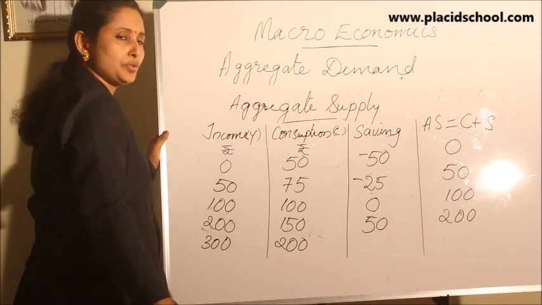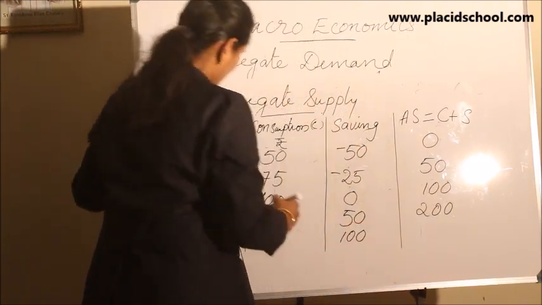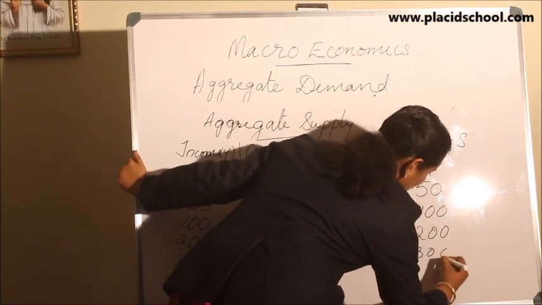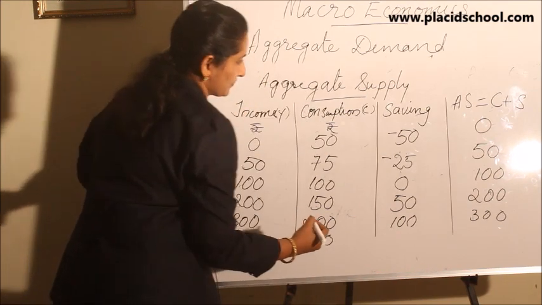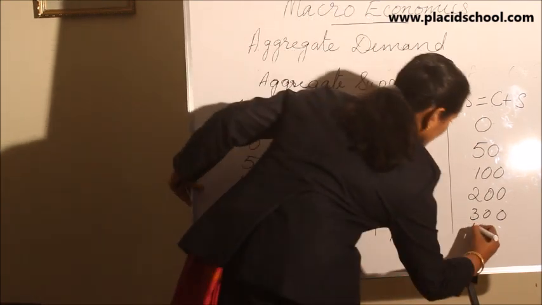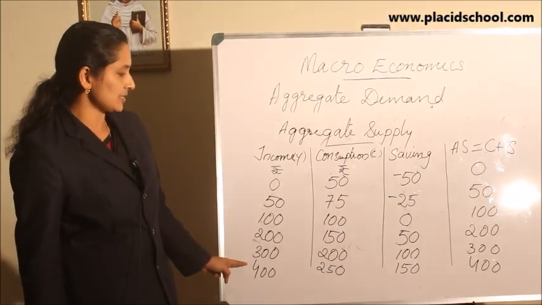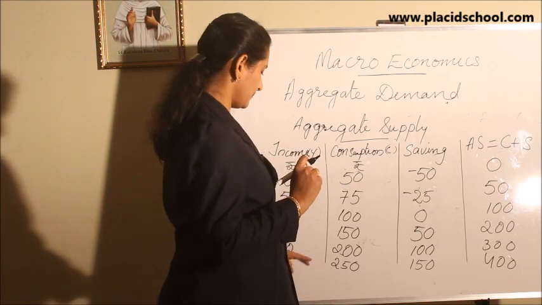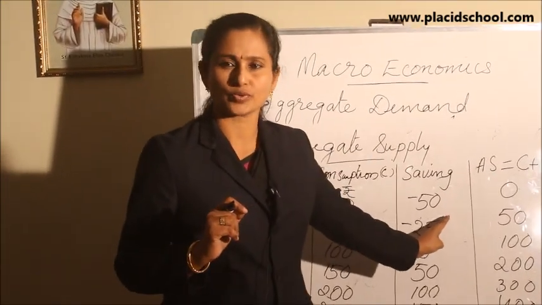Out of the 300 rupees, 200 rupees is spent for consumption, and the remaining 100 rupees people saved. The total aggregate supply, 200 plus 100, is equal to 300. Again there is an increase in income, consumption also increases, saving is also going on increasing. So from this table it is clear that when income increases, consumption also increases. Saving also increases with the income. That means income and consumption are positively related, income and saving are also positively related.